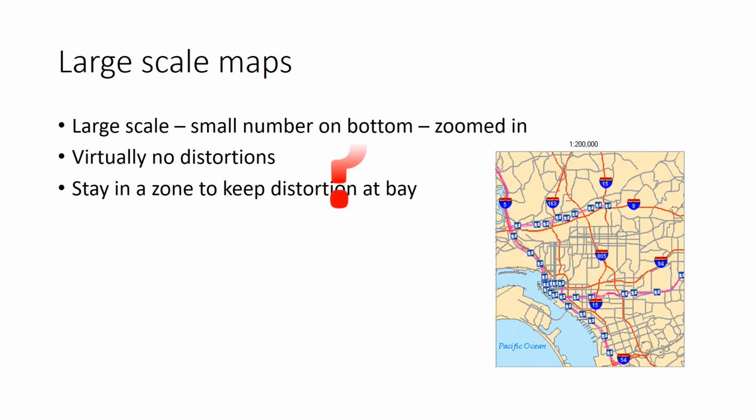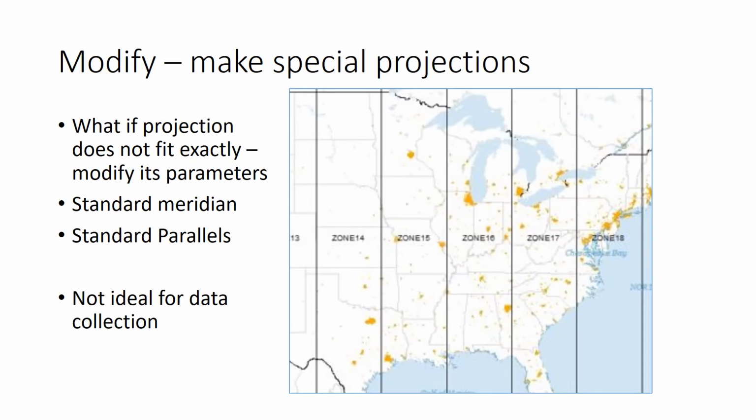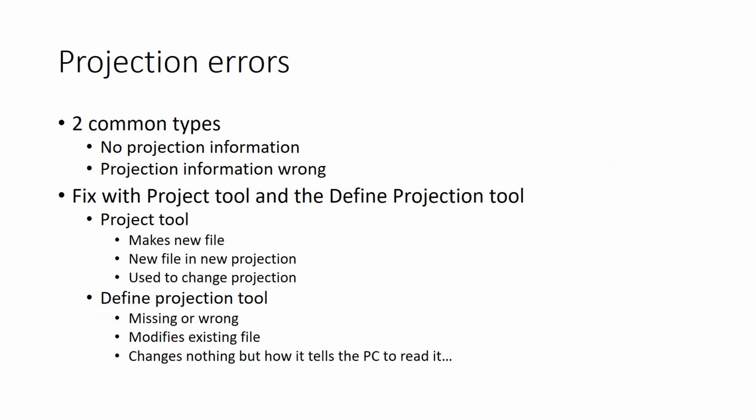Large scale maps. At large scale, that means a small number on the bottom. It means a smaller number on the bottom. In other words, you're more zoomed in. And at large scales, you virtually have no distortions. Smaller scale maps mean you have a really big number on the bottom, which makes the fraction really, really small, which means you're really, really zoomed out, like 1 to 80 million or something. Distortions become obvious at these scales. You can make special projections just by modifying things like standard meridians and standard parallels.